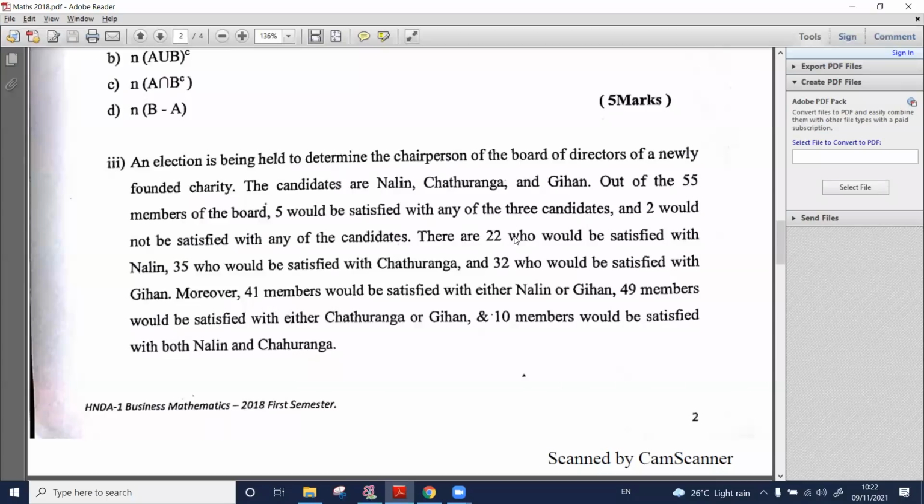What else? There are 22 who would be satisfied with Nalin.